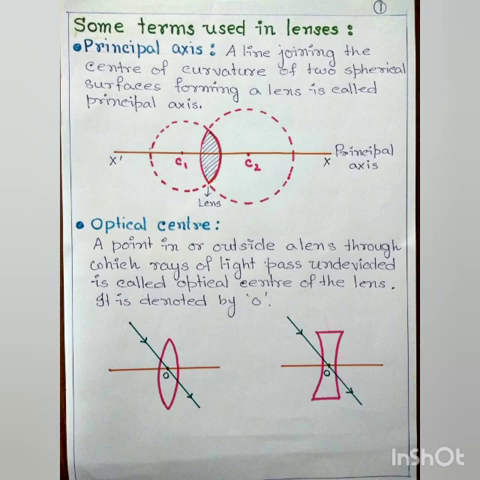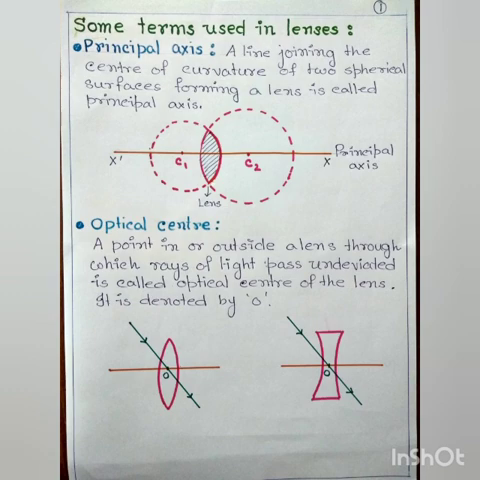In our last class, we discussed lens. A lens is a transparent medium bounded by two refracting surfaces. Out of these two surfaces, at least one surface is spherical. Now we will discuss some terms used in lenses, where first we will discuss the principal axis.